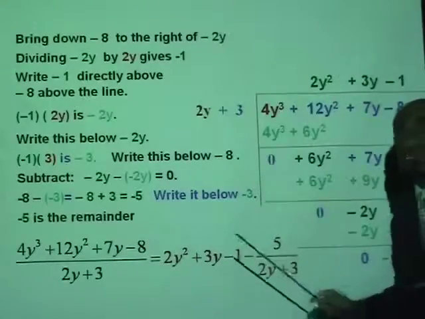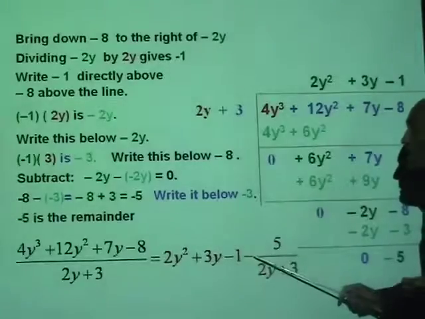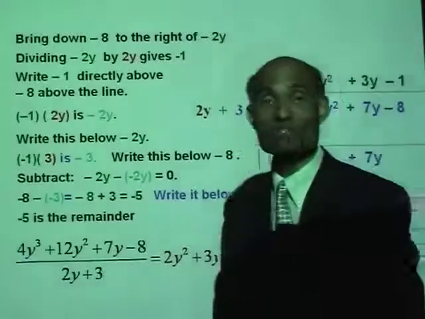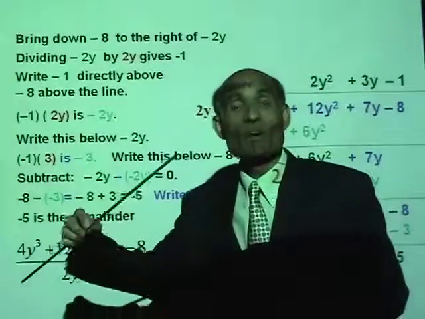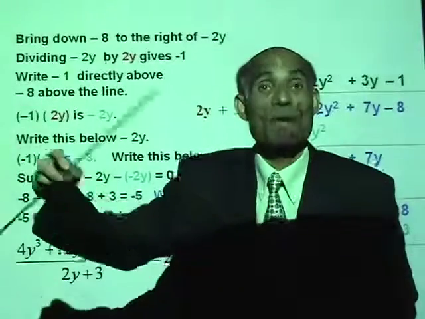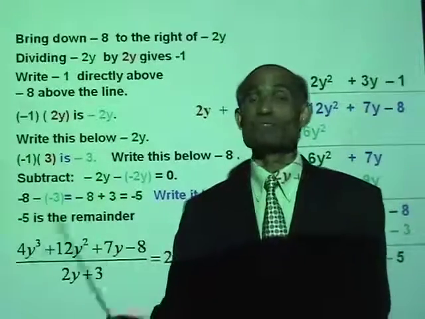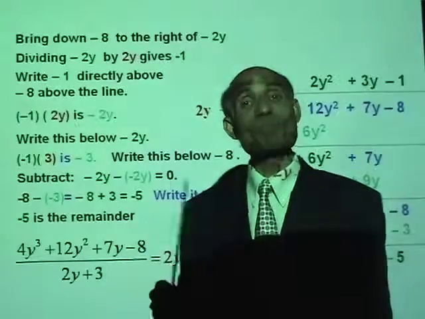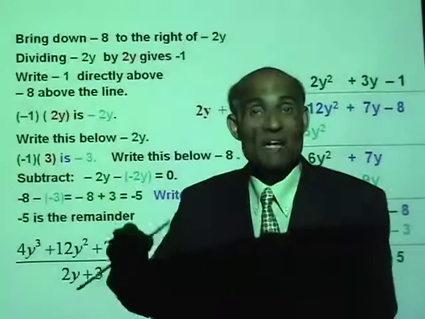So our result is 2y squared plus 3y minus 1. Then the remainder is minus 5 over 2y plus 3. Now, it is a very important skill. Those who want to go into higher mathematics will actually see this almost everywhere you go. So, dividing a polynomial by a binomial using the long division is a very important skill. Practice that several times.